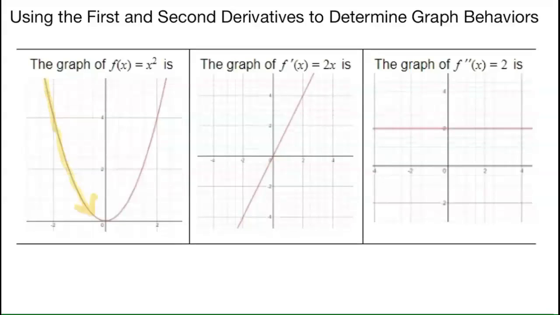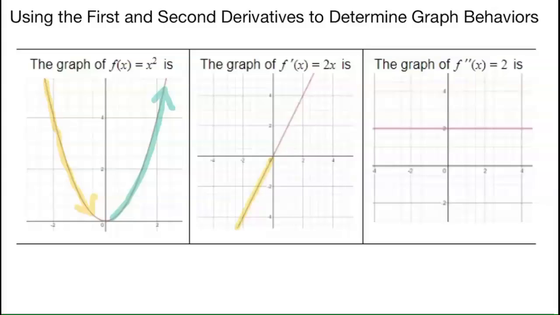We can see that if we read the graph from left to right, the graph is decreasing until it reaches 0, 0, after which it begins to increase. This is translated in the graph of the first derivative, f of x equals 2x.